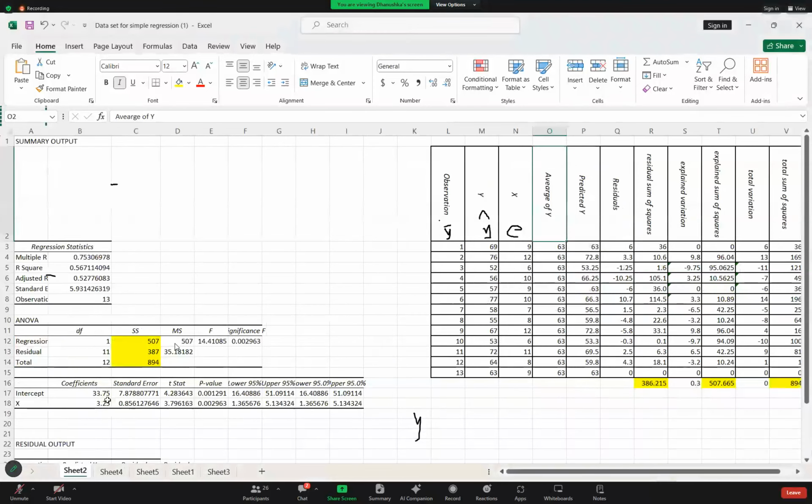Now this is the regression line. Then y hat is equal to 33.75 plus 3.25 x. Here the x value is 9. Then you insert 9 here.